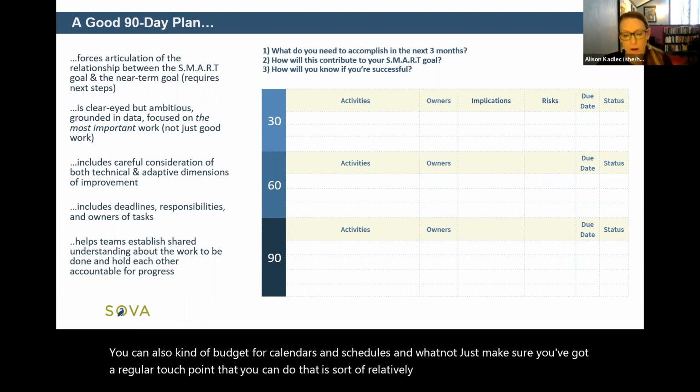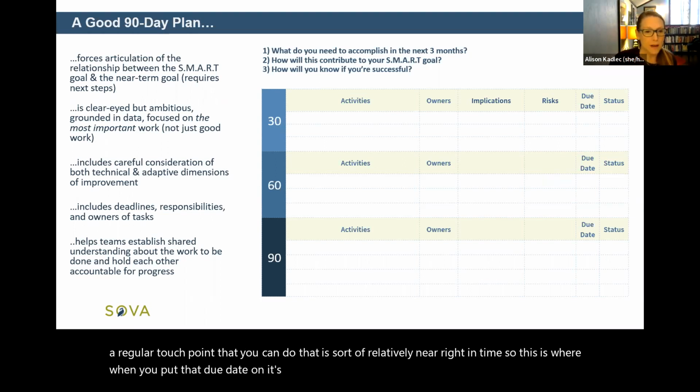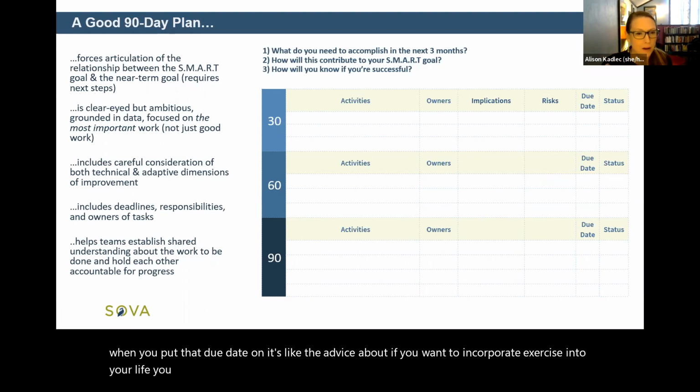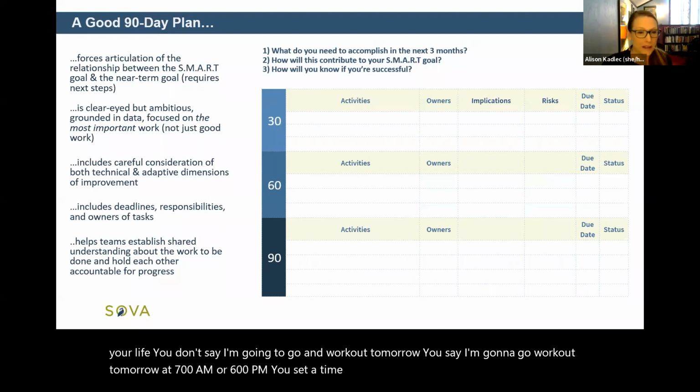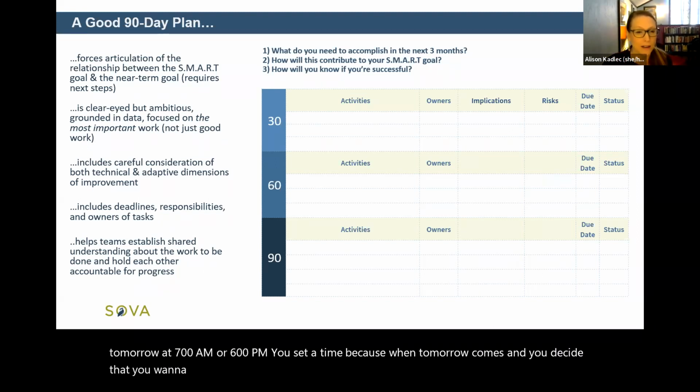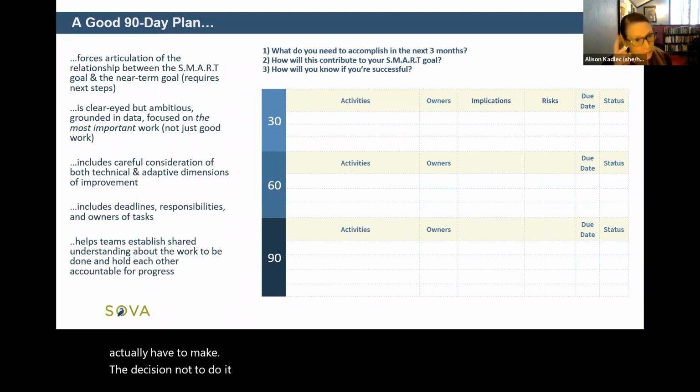So this is where, when you put the due date on, it's like the advice about if you want to incorporate exercise into your life, you don't say, I'm going to go work out tomorrow. You say, I'm going to go work out tomorrow at 7 a.m. or 6 p.m. You set a time. Because when tomorrow comes and you decide that you want to sleep in or have a glass of wine instead of going to exercise, you actually have to make the decision twice not to do it, because you've put in your mind an actual intention of the time, right?